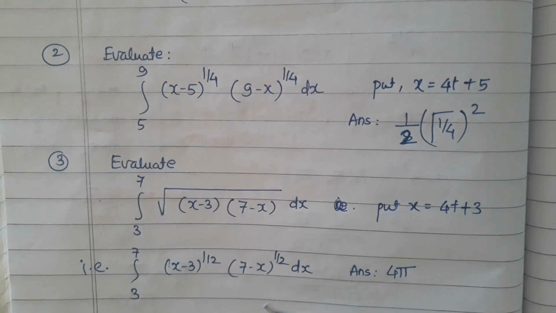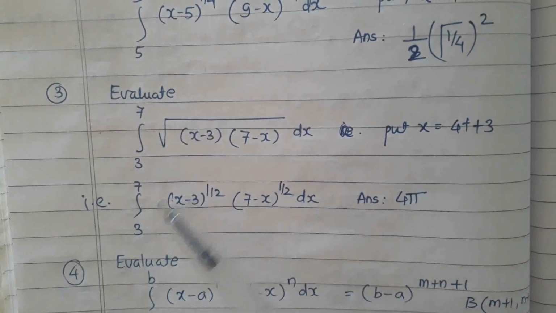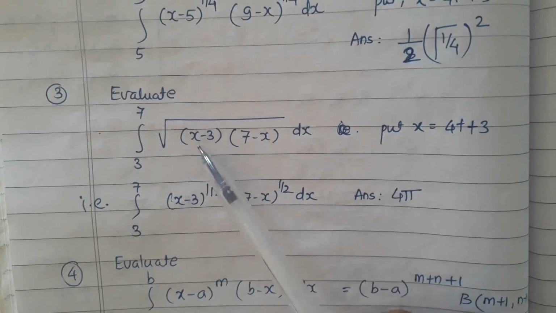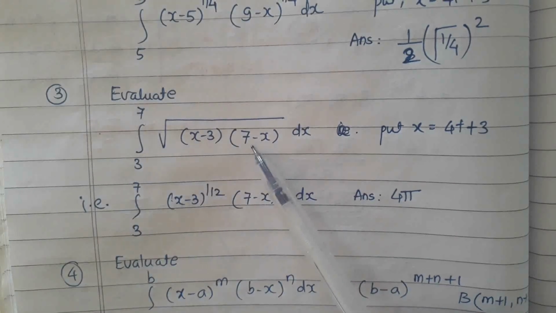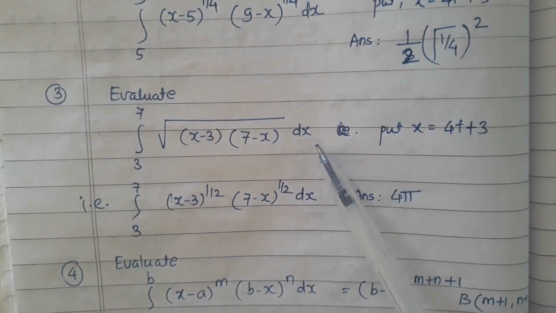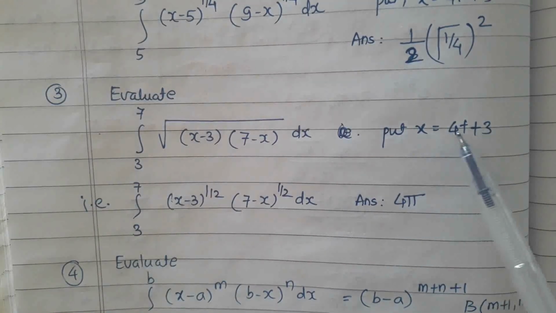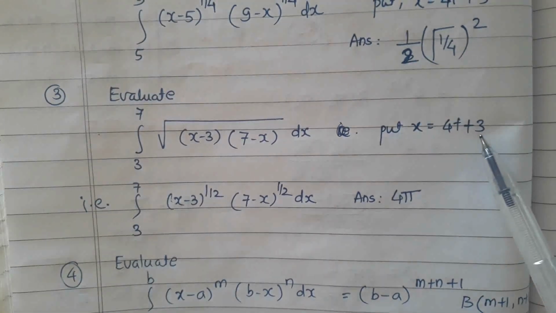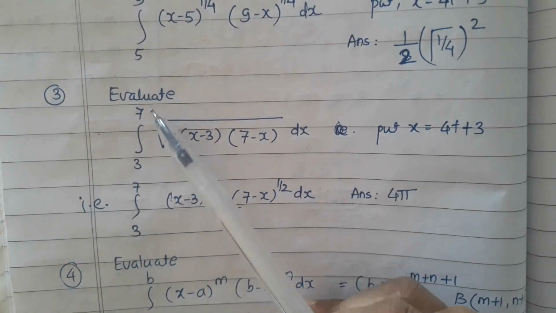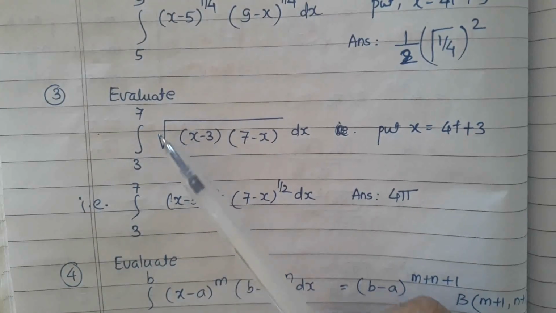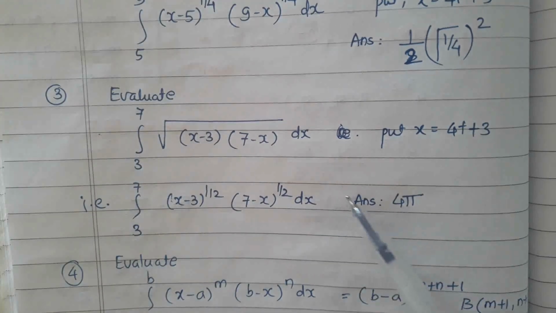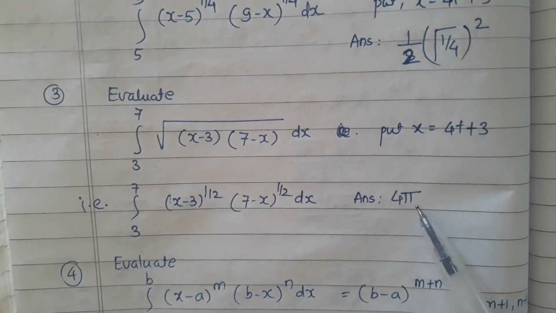Similarly, the next problem: integral 3 to 7 root of x minus 3 into 7 minus x dx. Use the substitution x is equals to 4t plus 3. This will change the limits 3 to 7 to 0 to 1. And solution is 4 pi.